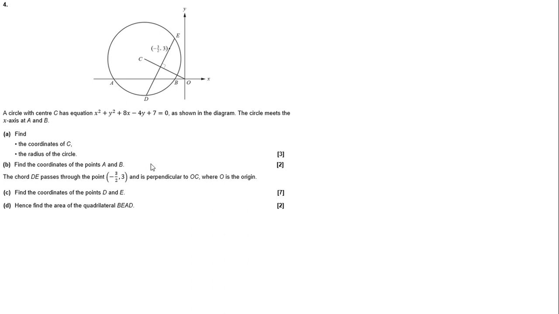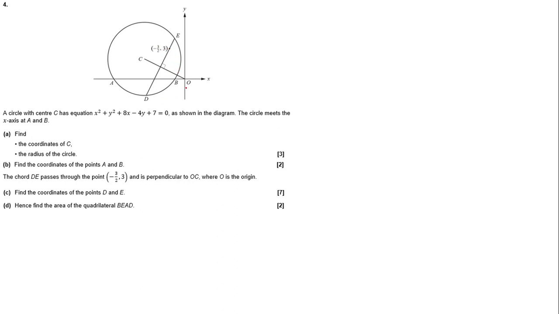Afternoon, guys. So today I'm going to be going through question 4 on our paper that we had on our working grade assessment recently. As you can see, we have an equation of a circle here. They also tell us that perpendicular to this from the center to the origin is this line here, which goes through the point -3/2 and 3.